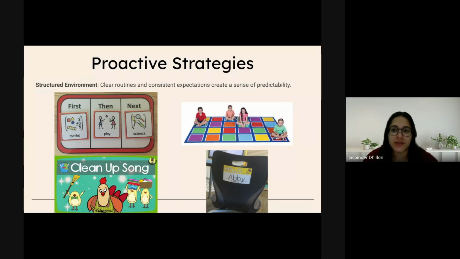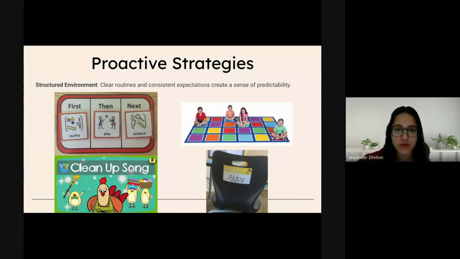It's also very important to have a structured environment within the classroom, so there'll be clear routines and consistent expectations. That also helps to create a sense of predictability for the children. So within the classroom, there is already a routine set, which is the timetable that is given.